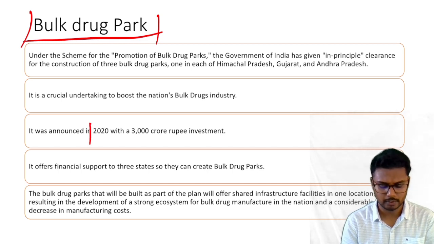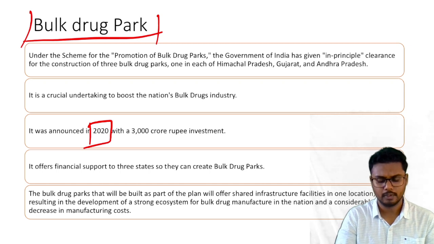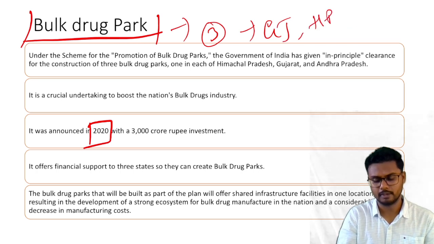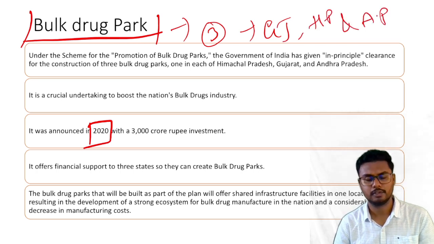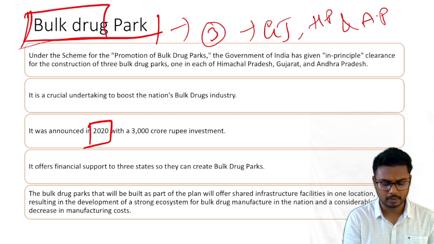Next we have bulk drug park. In the year 2020, the government of India announced this bulk drug park scheme, under which bulk drug parks would be established in 3 states, namely Gujarat, Himachal Pradesh and Andhra Pradesh. But before that, what do you mean by a bulk drug?